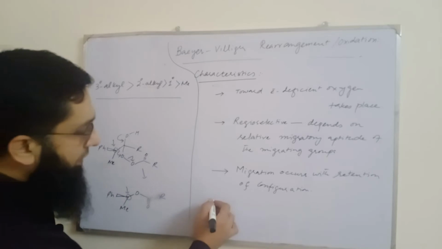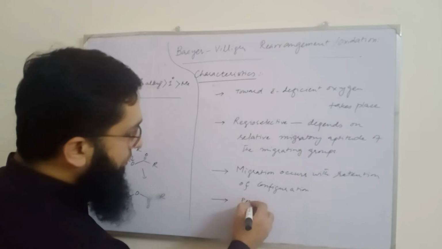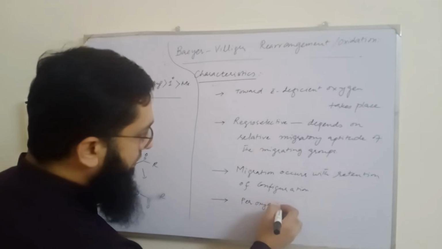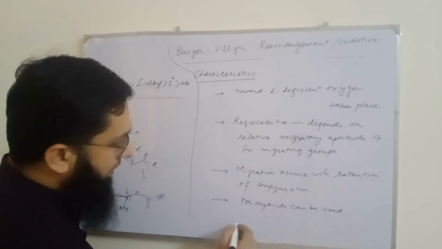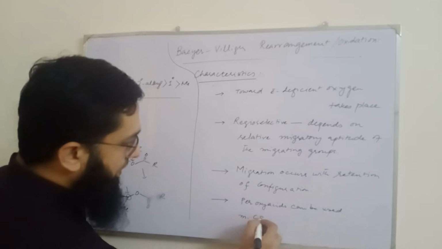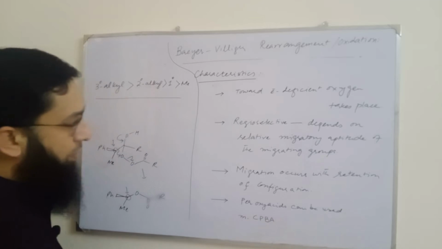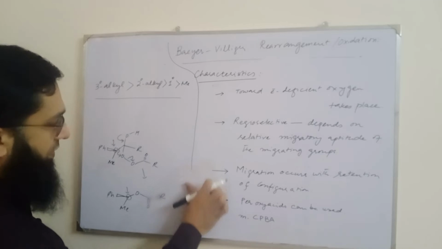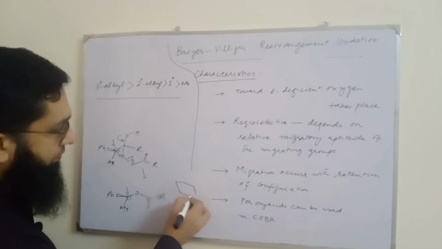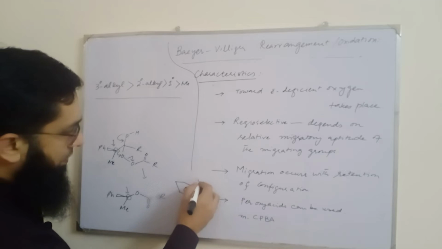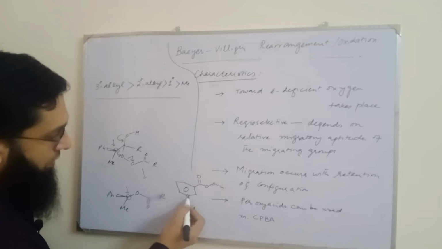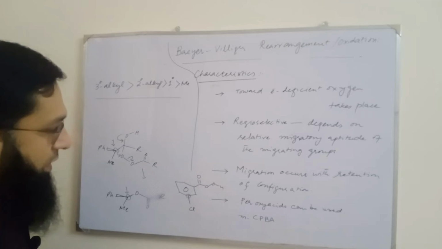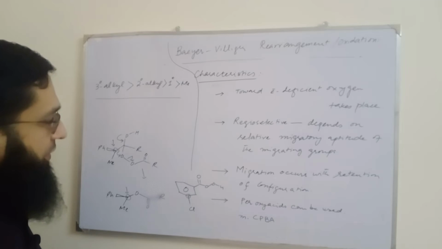Now different peroxy acids can be used. For example, MCPBA, metachloroperoxybenzoic acid. The structure is this one, and because chloro group is at meta position, so metachloroperoxybenzoic acid.